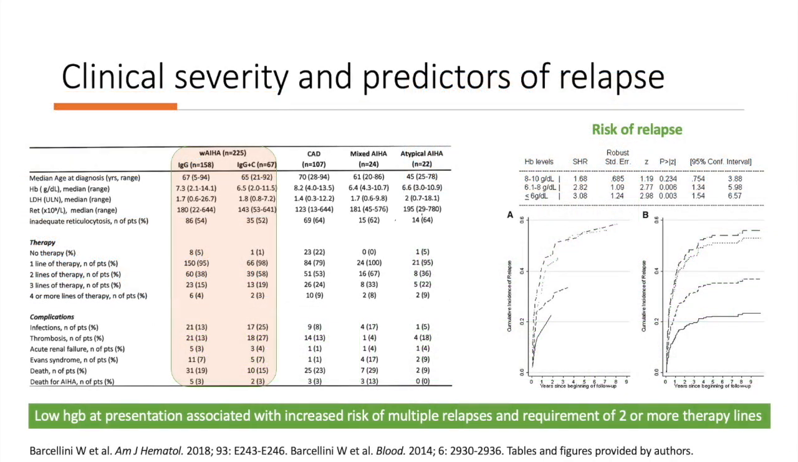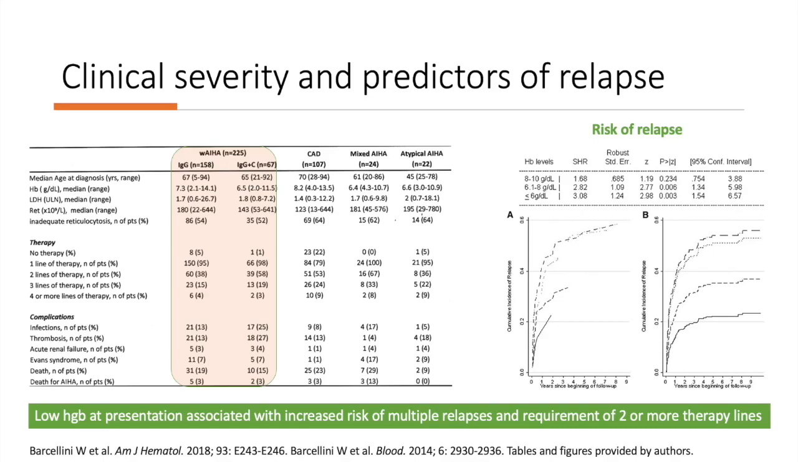Next to the diagnosis, the parameters of the complete blood counts, as well as of hemolytic parameters at diagnosis of autoimmune hemolytic anemia, may give us hints about the severity of the disease, but also on the probability that these patients would relapse after the first line of treatment. And this is based on a large retrospective analysis of more than 300 patients, where it was shown that the level of hemoglobin at diagnosis is the most relevant predictor of outcome in patients with autoimmune hemolytic anemia, including patients with warm AIHA.